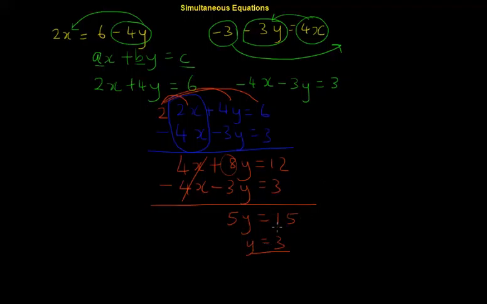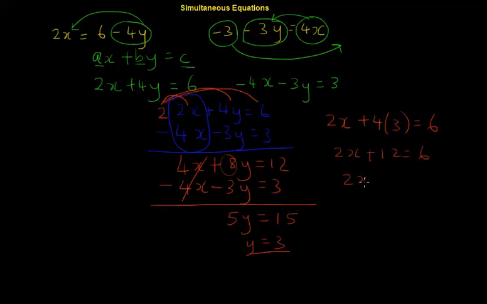Now the final step is to just put the y into one of these two equations in order to find out what x is. So I'm just going to put it into this one here. So let's look at that. We have 2x + 4y, and now we know what y is, which is 3, so 4(3) equals 6. So now 2x + 4 times 3, which is 12, equals 6.